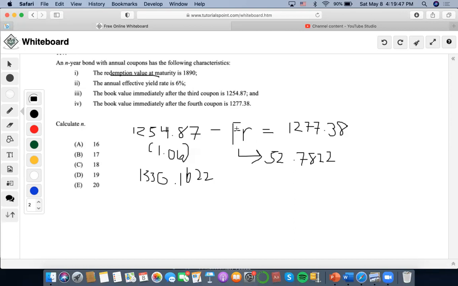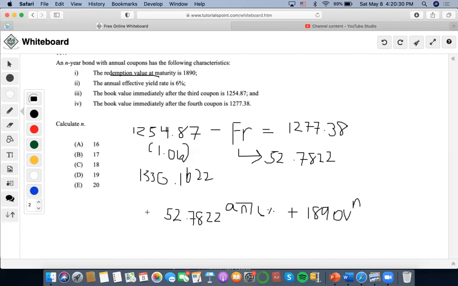Now, another thing is that we solved for this usual variable that's included in the bond pricing formula. So now we're going to start creating our bond pricing formula, right? So we found our FR. Now it's usually denoted by a present value of a number of years that we don't know yet, but we do know that the effective interest yield rate is 6%. It also says that the redemption value at maturity is 1890 v to the n. Again, we don't know the number of years. That's what we're trying to find out.